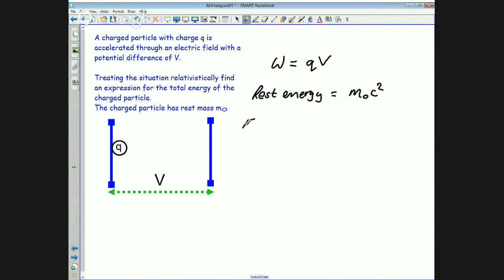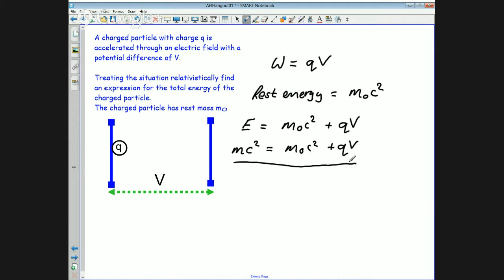Now it's on top of that energy we're going to be adding in the energy gained by the electric field. So the total energy then is going to be equal to simply the rest energy m0 c squared plus what has been added by the work done by the electric field. And that's basically really the total energy. Of course, we can express the total energy in terms of mc squared, and that will equal m0 c squared plus QV. So there we have an equation which we use relativistically for a charged particle moving through an electric field.